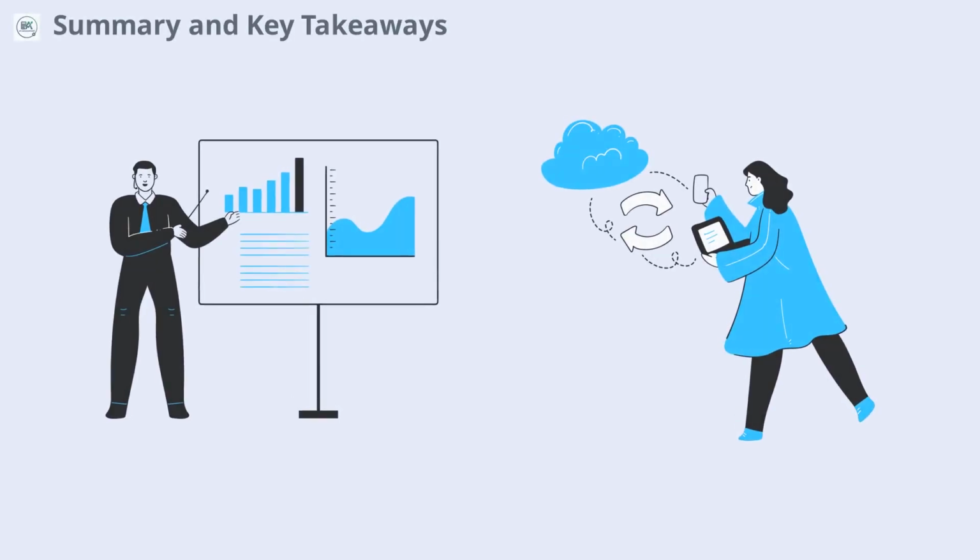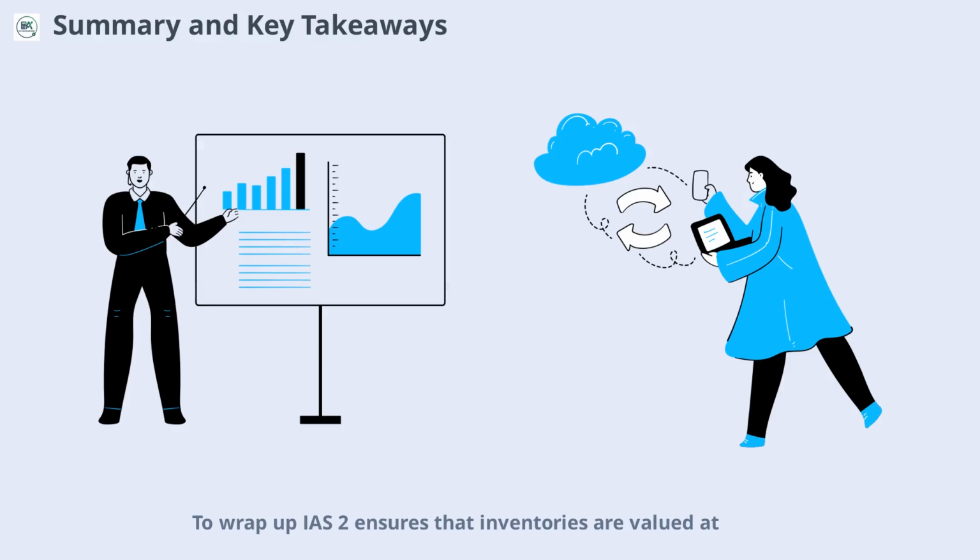To wrap up: IAS 2 ensures that inventories are valued at the lower of cost and net realizable value. Write-downs protect against overstated assets, while reversals allow for recovery when conditions improve. Accurate application of these rules leads to transparent and reliable financial statements. By understanding and following IAS 2, companies can provide stakeholders with a true and fair view of their inventory position.